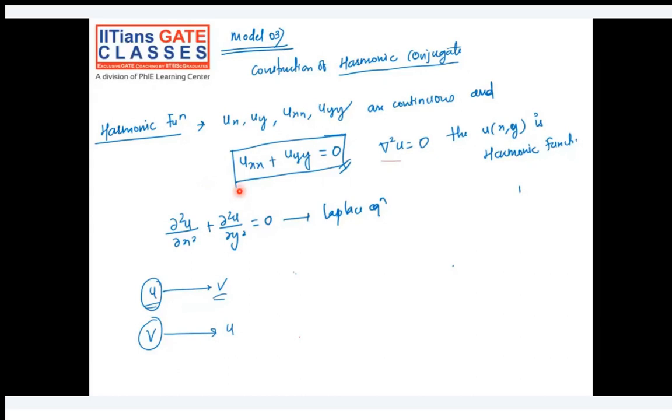Then what is harmonic conjugate? If u is a harmonic function, then v will be its harmonic conjugate. Okay, and vice versa. If v is a harmonic function, then u is its harmonic conjugate. So this is the third type of question which they can ask. If v is given, they'll ask you to calculate u. If u is given, they'll ask you to calculate v. In other words, they are asking us to construct a harmonic conjugate.